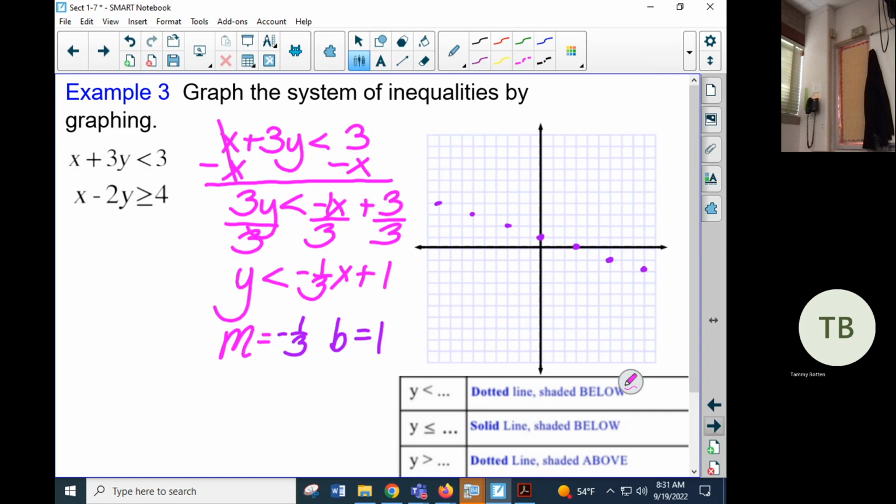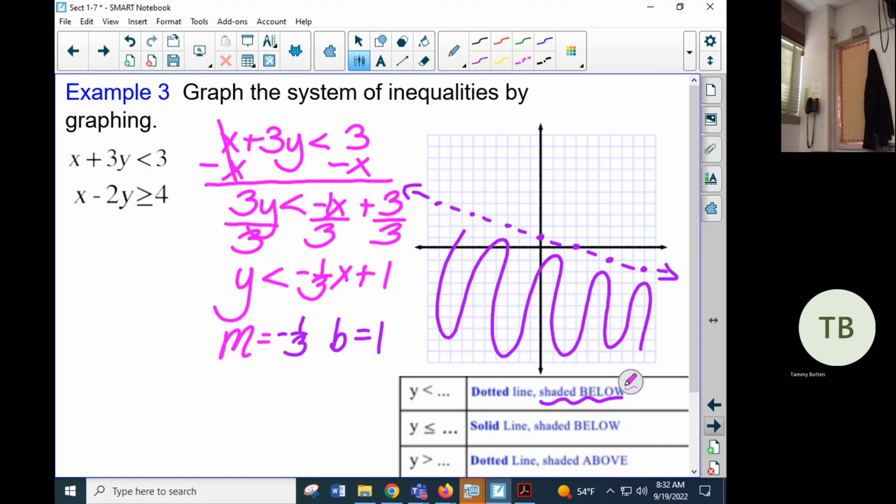And now this one has just the less than sign. So because it's not equal, that means this is going to be dashed. Okay. And notice in the final, you'll always want to go to the final equation solve for y and look at the sign there. Don't look at the sign up here. Look at your final equation solve for y. And it's less than. So what that tells me, if it's less than, is we shade below. So basically we're shading down.